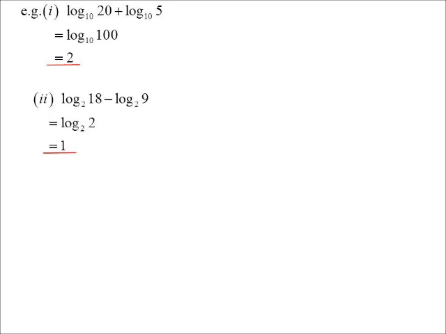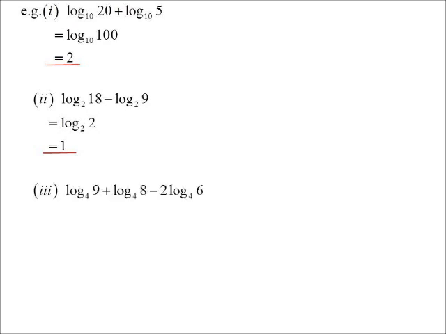So if I've got log 20 base 10 plus log 5 base 10, well, the bases are the same. So that turns into log 100 base 10. So we're saying 10 to the power of what is equal to 100? Well, 10 squared is equal to 100. Log of 18 minus log of 9, we can turn that into a division. We get log 2 base 2, but then we had a rule that said log a base a is always equal to 1. So log 2 base 2, that's 1.